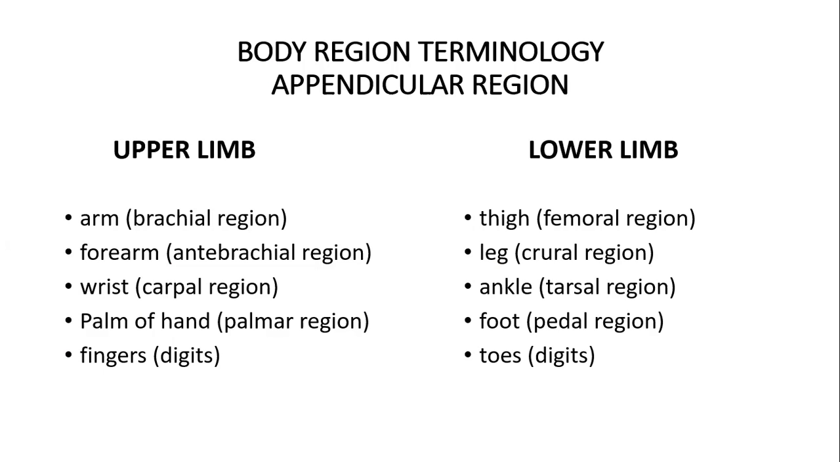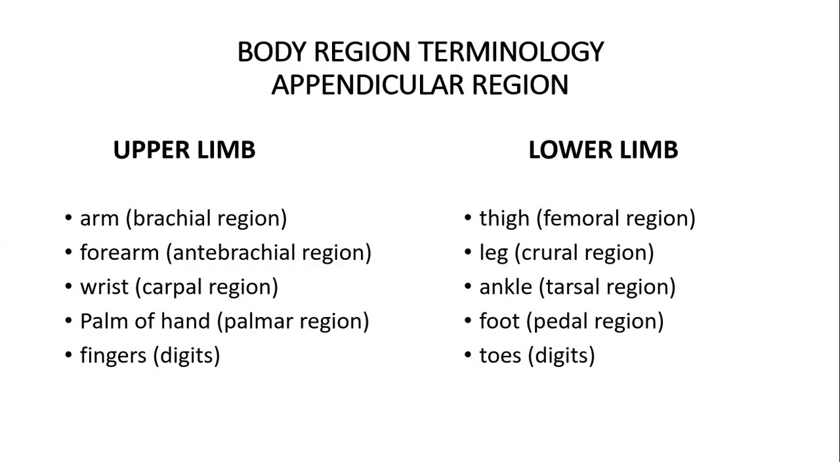The forearm is known as the antebrachial region. Right? So you got the brachial and antebrachial regions. The wrist is known as the carpals. Remember yesterday we went over the 8 carpal bones. The palmar region is the palm of the hand. Thankfully, that's pretty easy. And the fingers are known as the digits.